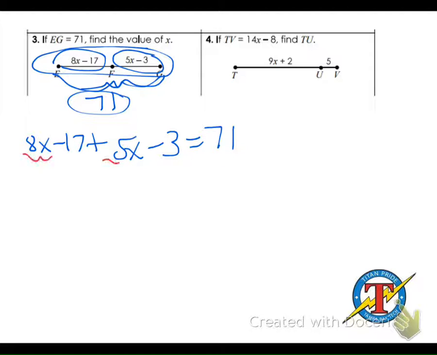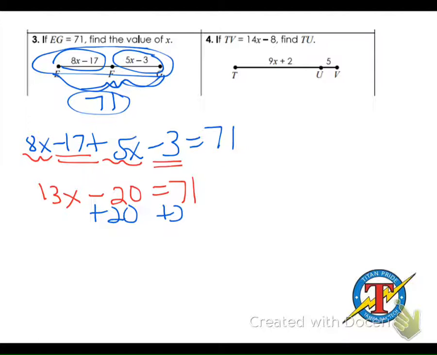Add the 8x and the 5x, which is 13x. Add the negative 17 and the negative 3, which is a negative 20, and bring down the 71. Solve that equation. Add 21 to both sides, add 20 to both sides, which you don't have to write if you don't want to. And you get 13x equals 91.